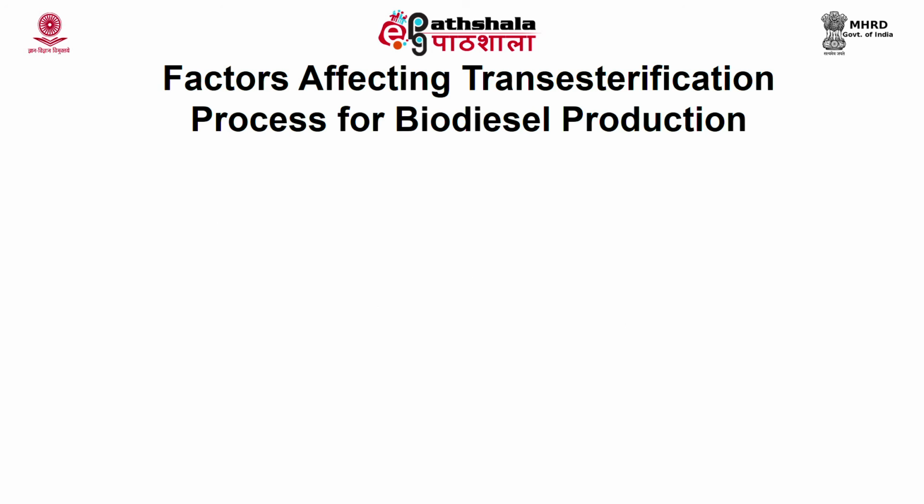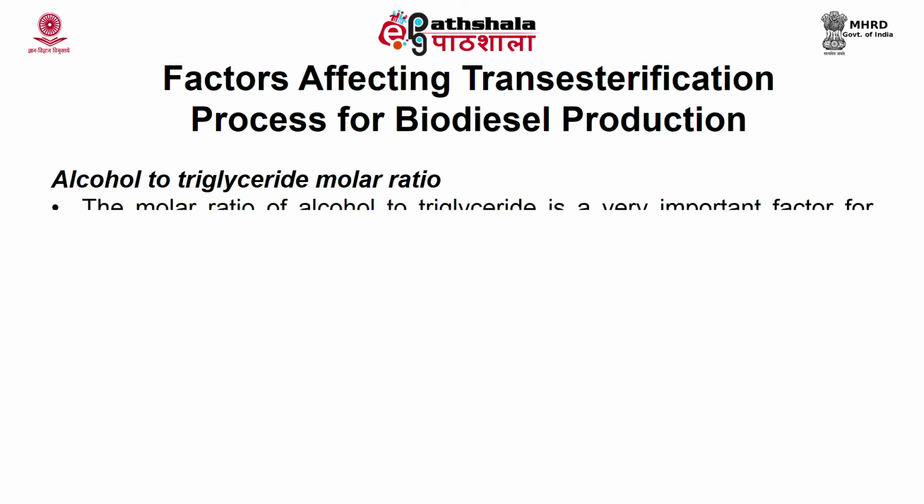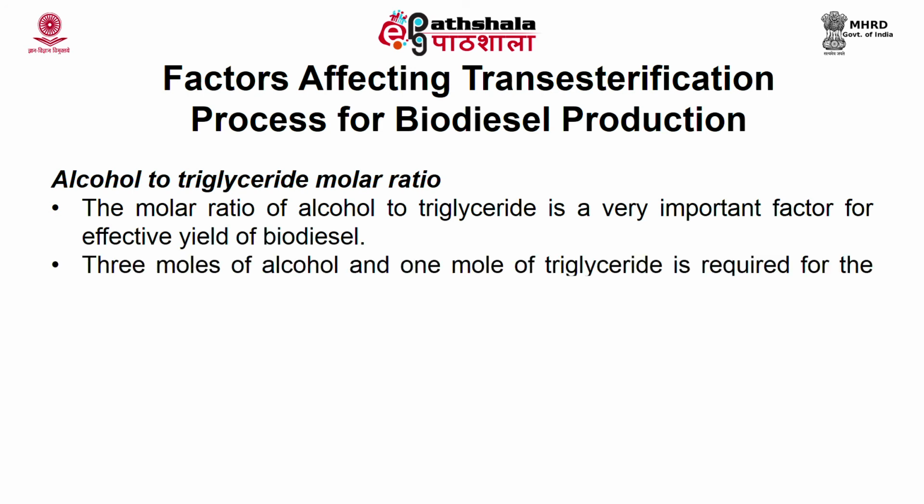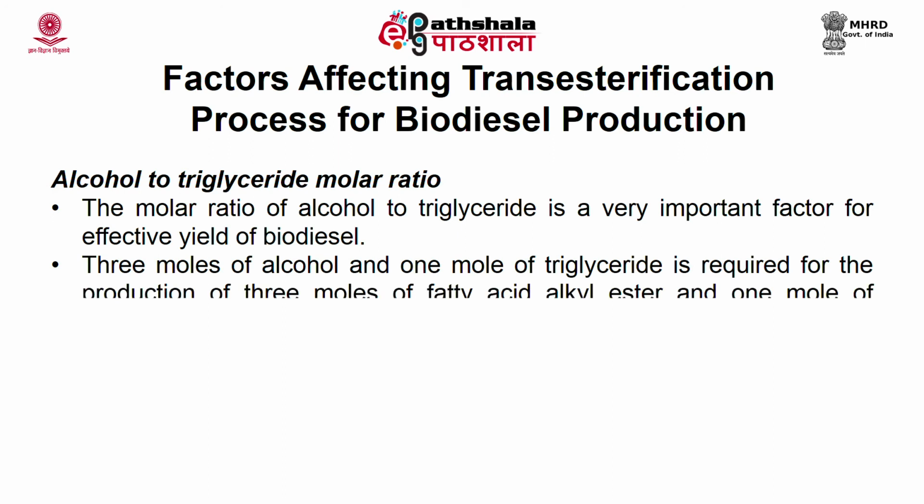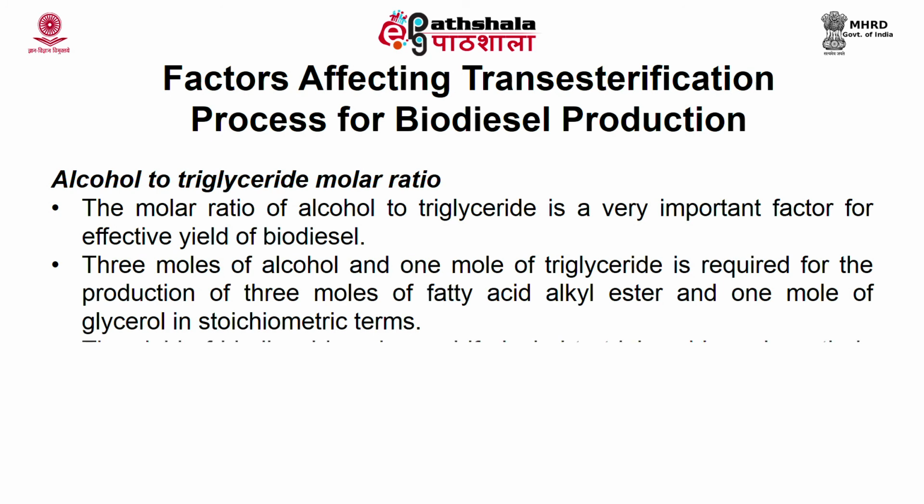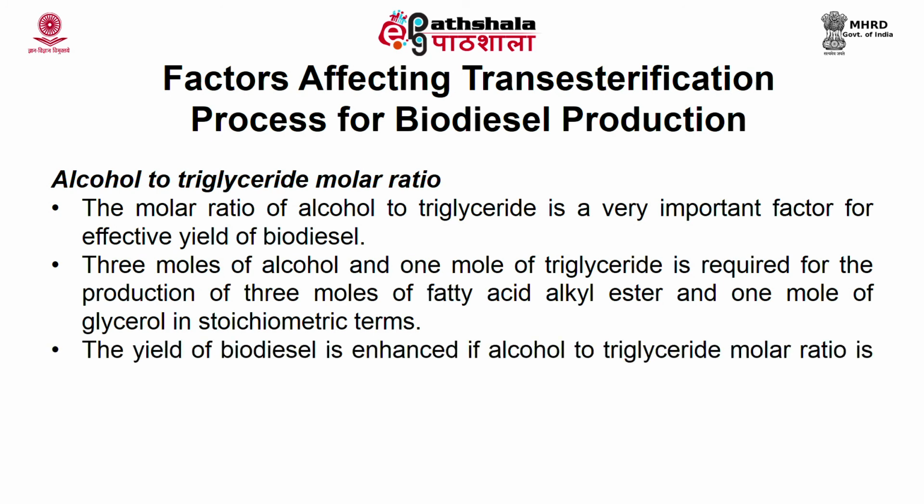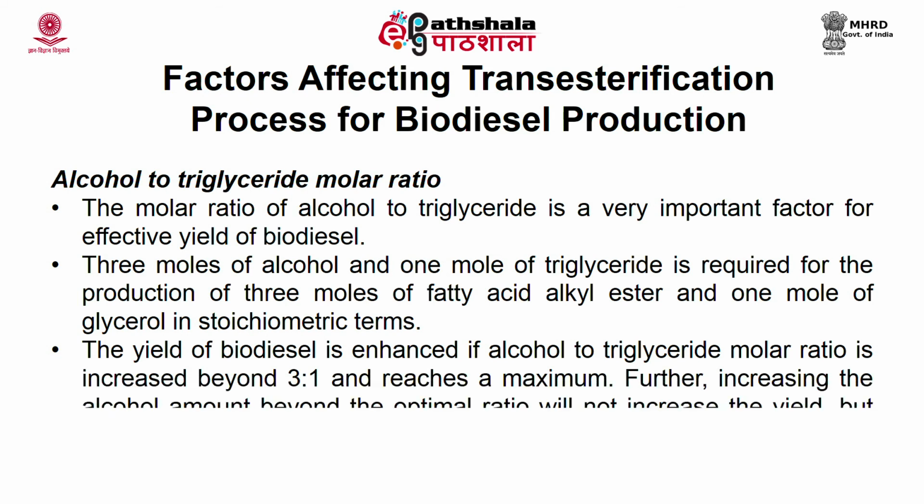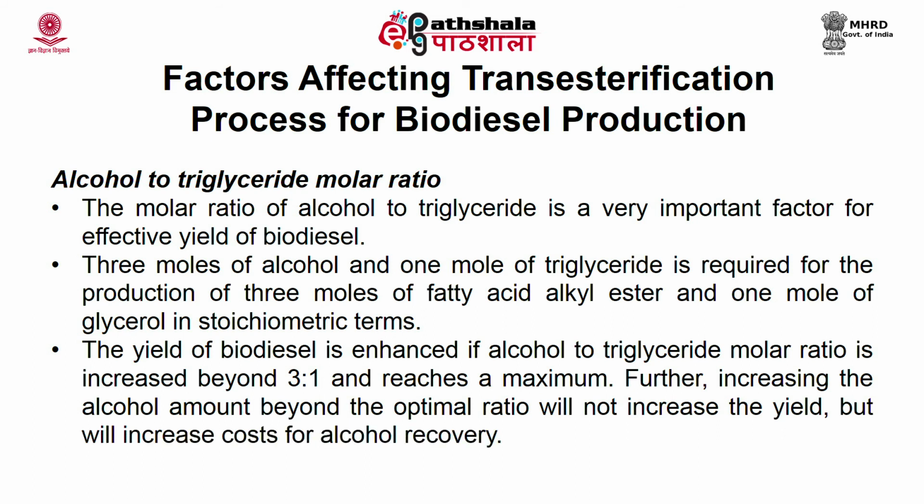The third factor is the alcohol to triglyceride molar ratio. The molar ratio of alcohol to triglyceride is a very important factor for the effective yield of biodiesel. As per stoichiometry, 3 moles of alcohol and 1 mole of triglyceride are required for the production of 3 moles of fatty acid alkyl ester and 1 mole of glycerol. The yield of biodiesel is enhanced if the alcohol to triglyceride molar ratio is increased beyond 3:1, and it reaches a maximum. Further increasing the alcohol amount beyond the optimal ratio will not increase the yield, but will increase the cost of alcohol recovery.